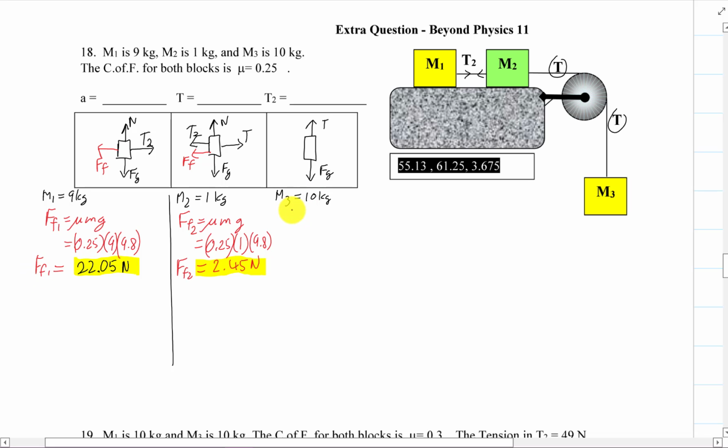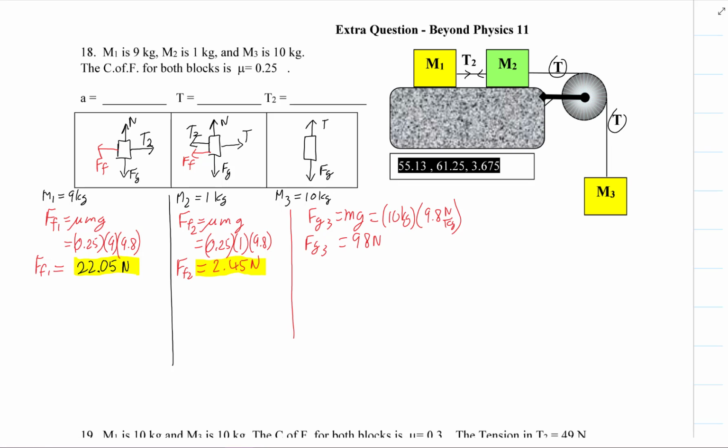And this M3 person here, that is just up and down. There's only going to be a force of gravity on it. So that's the force of gravity of number 3. We just have to figure out what that is, and that's just mg. Whoops, m is 10. 10 kilograms times gravitational field strength of 9.8 newtons per kilogram. So force of gravity is going to be 98 newtons. So we've calculated all our numbers, but that's all on individual basis here. We haven't done anything for acceleration yet, and we haven't done anything for tension.